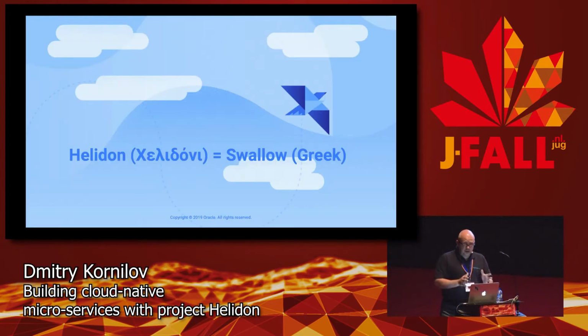So why Helidon, and what Helidon actually is? Helidon, in Greek, means swallow, and this is how it's spelled in Greek. I know that there are some Greek people in the audience here, so they can confirm that this is correct. And it's kind of a double meaning. Swallow is a small bird, it flies fast, so it corresponds to lightweight, performance, and these kinds of things.